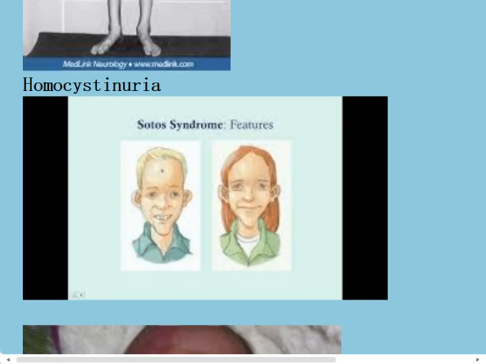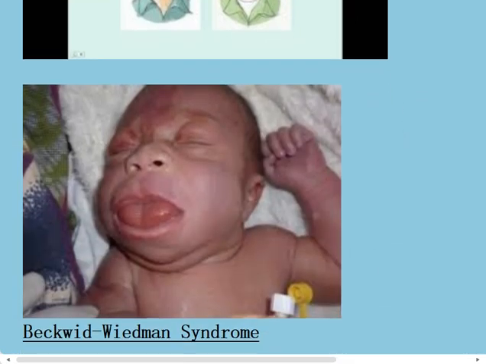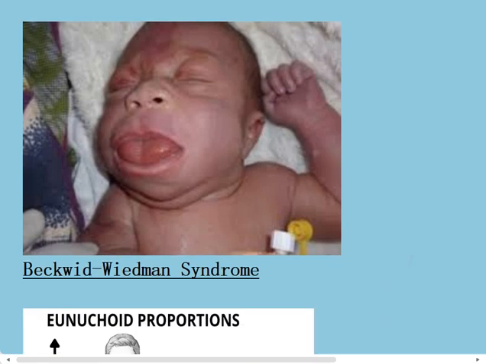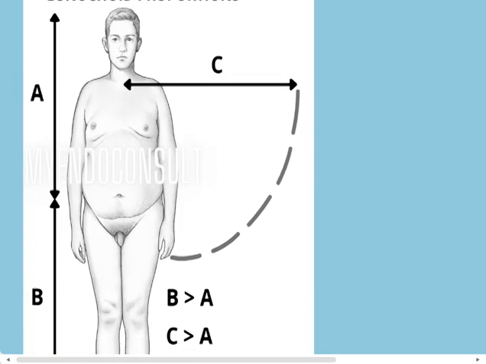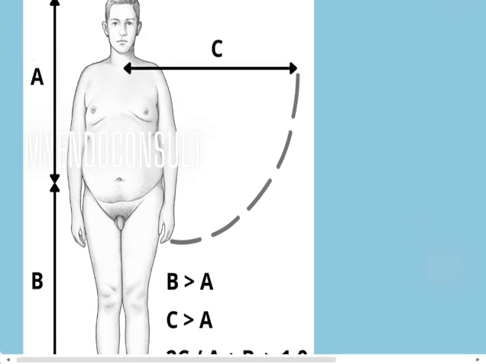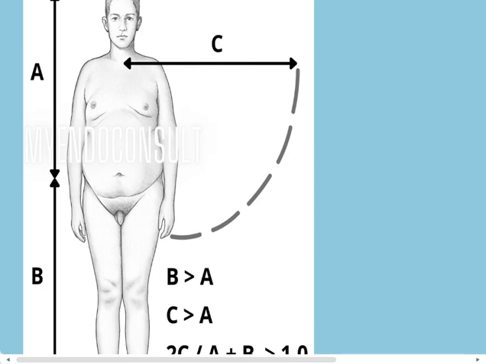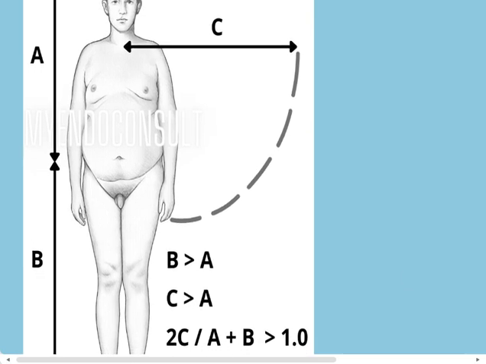So this is a picture of a Marfan syndrome child, and homocystinuria. This is the Sotos syndrome facial features. This is Beckwith-Wiedemann syndrome. Look at the hemihypertrophy, macroglossia, and large tongue. Then these are the eunuchoid proportions. A is the upper segment, B is the lower segment. So lower segment is more than the upper segment, and arm span is more than the height.